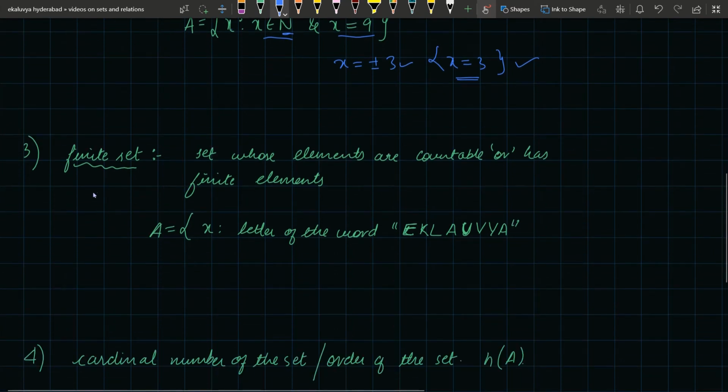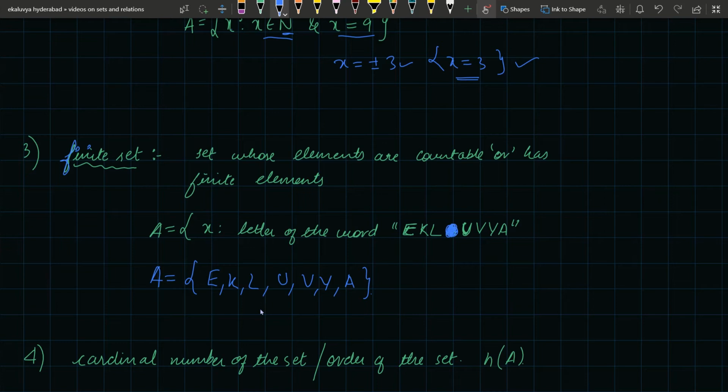Let's talk about the finite set. Finite set means the number of elements in that set is finite. You can count it. Then we call it a finite set. For example, the letters of the word Ekalavya. Here the number of elements is finite. Let's write it in roster form. So we know E is there, K is there, L is there, U is there, V is there, Y is there, and A is there. So this is Ekalavya. I think this spelling is wrong, but anyway.